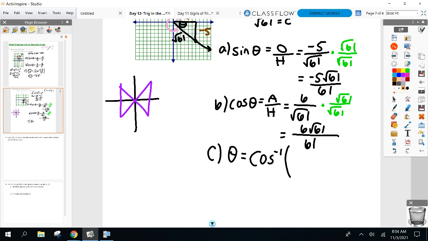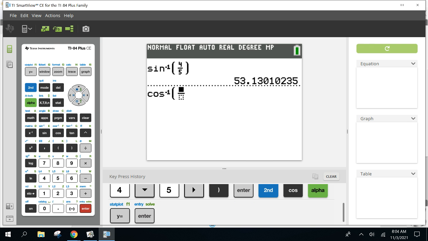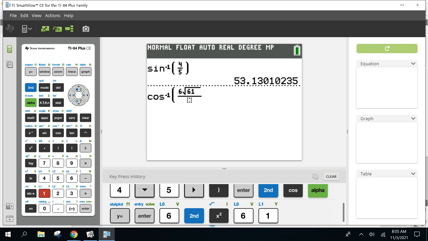And in my calculator, I'm going to get a fraction template out and do 6 square root of 61 over 61. I'll do it with you here because something strange is going to happen, and we're going to have to fix it. Second cosine, fraction template, 6 square root 61 over 61.